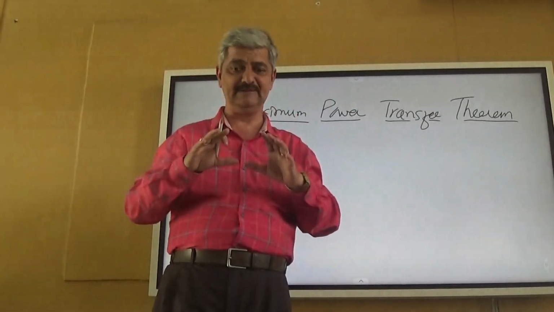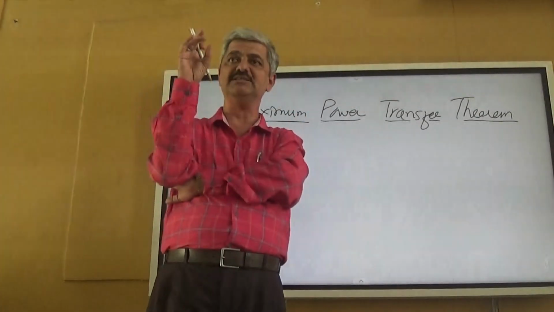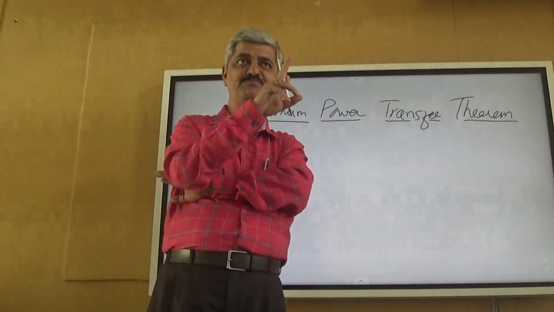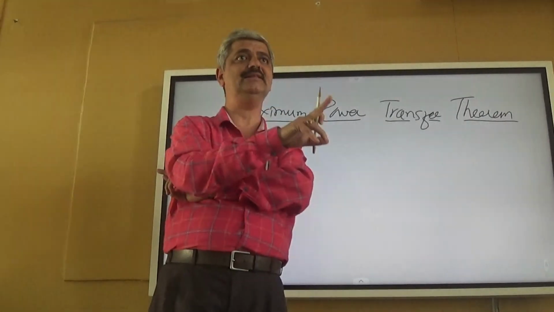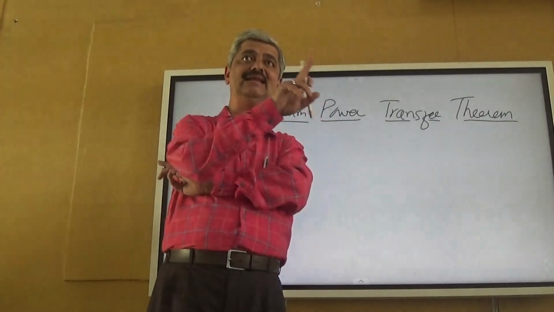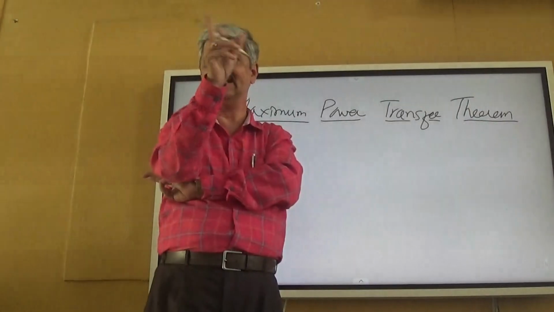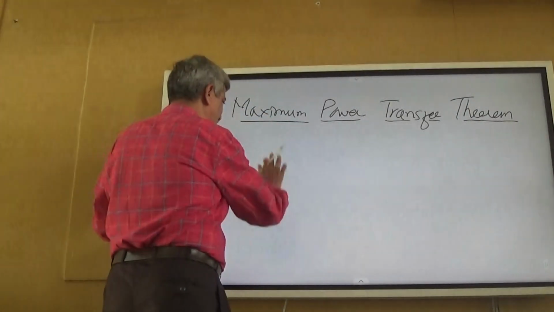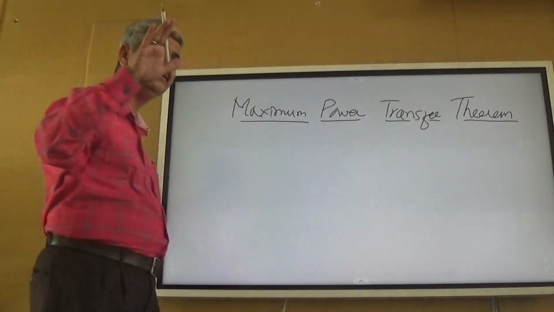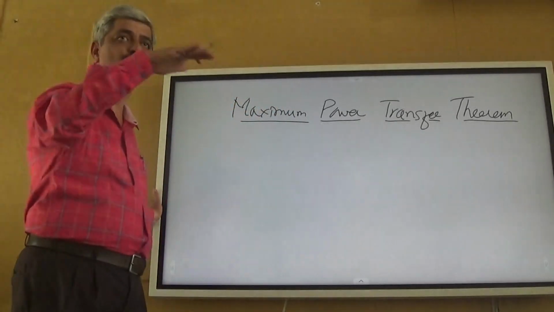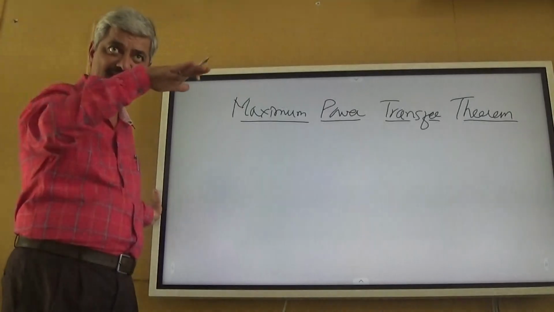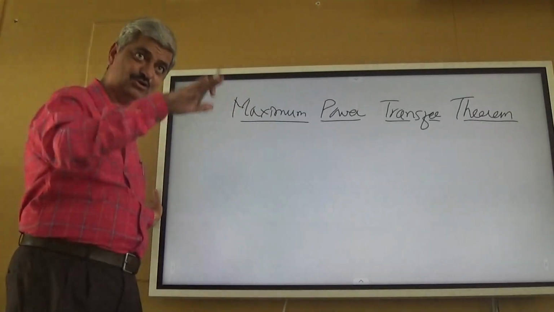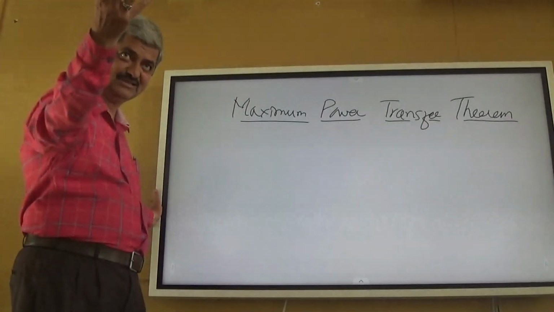Means when the power is transferred from source to load, maximum power gets transferred when RL equal to RS, right? So whenever we say any real practical voltage source, it has to have some kind of internal resistance. That discussion also we had when very few students were present.